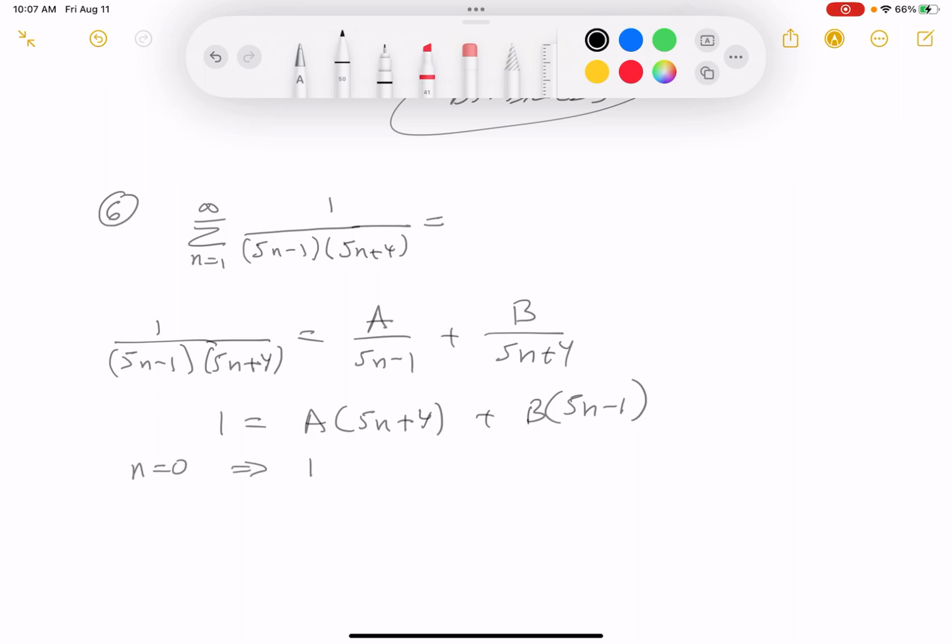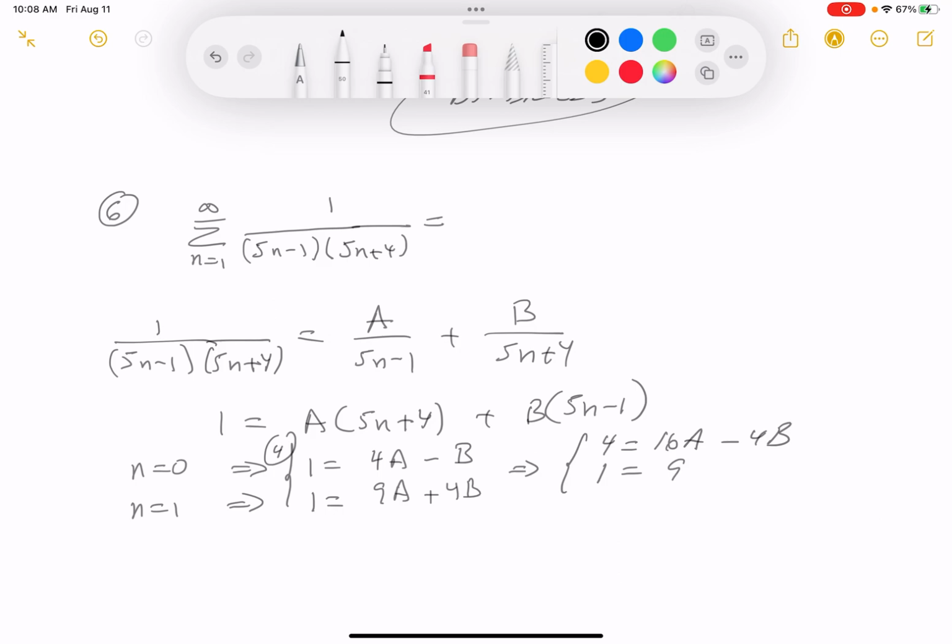This would give me 1 equals 4a minus b. And then I'll take n to be 1. Again, an easy number for me, 1. You're going to get 1 equals 9a plus 4b. Two equations, two unknowns. Multiply the top equation by 4. You're going to get 4 equals 16a minus 4b. Second equation's 1 equals 9a plus 4b. Add them together, you get 5 equals 25a. So a is relatively simple, just 1/5.